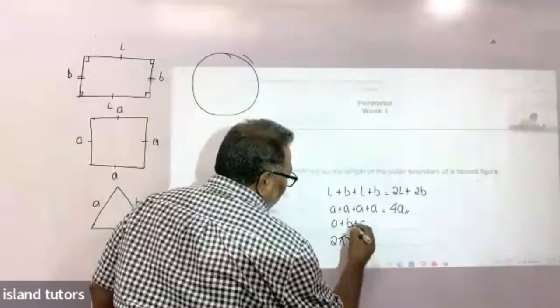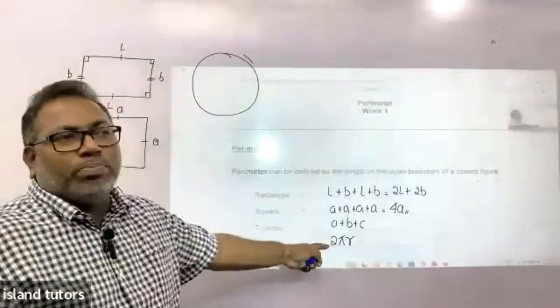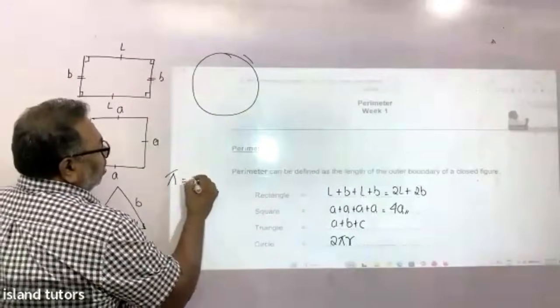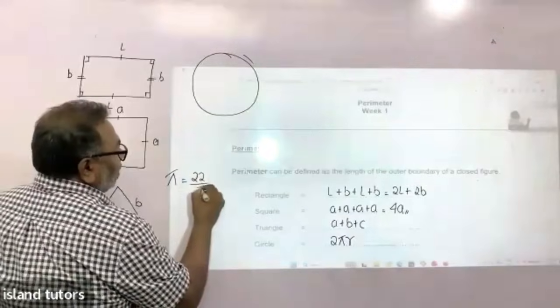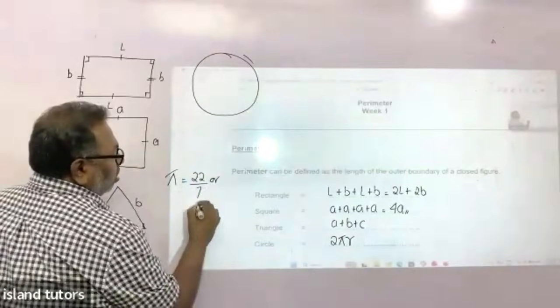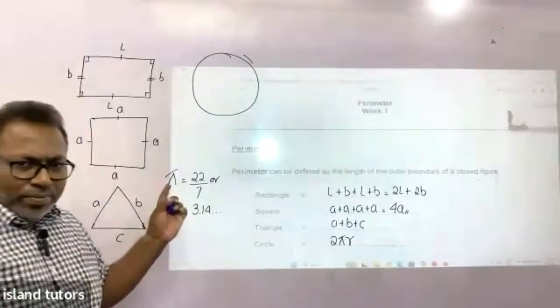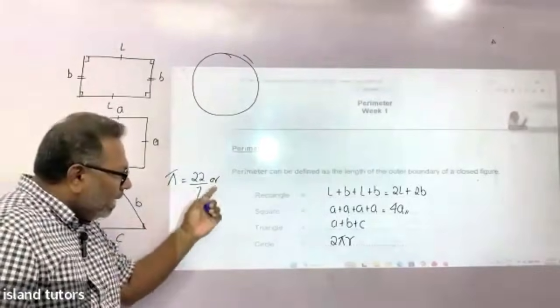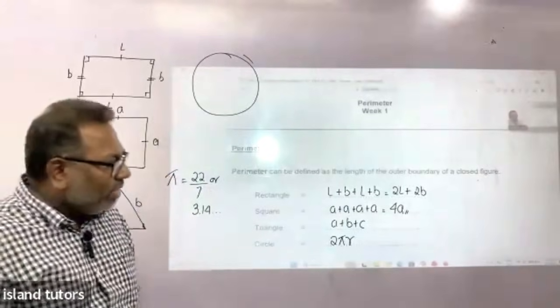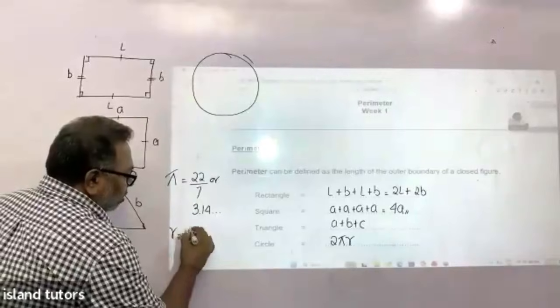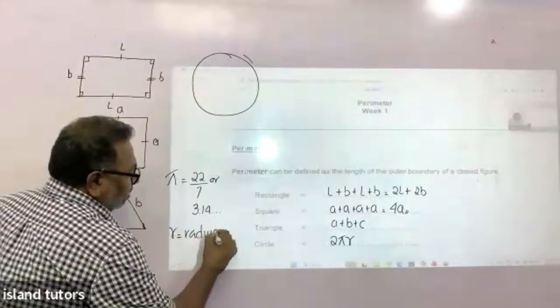2 pi r. Now what is pi? Pi is equal to 22 over 7 or 3.14. So most of the time in your calculations, you'll see pi as 22 over 7. R is your radius. R is your radius.